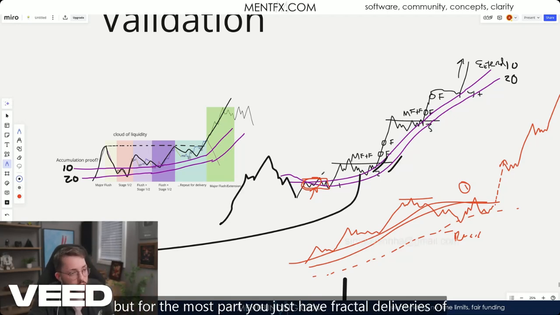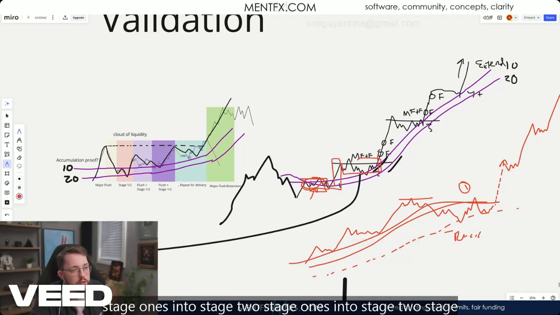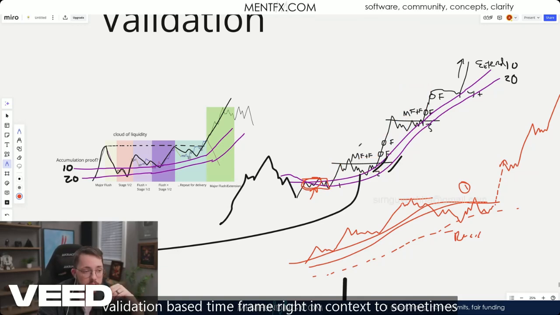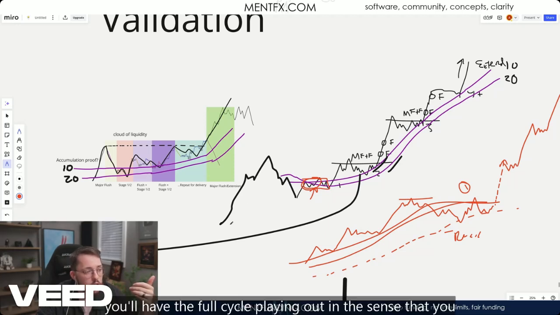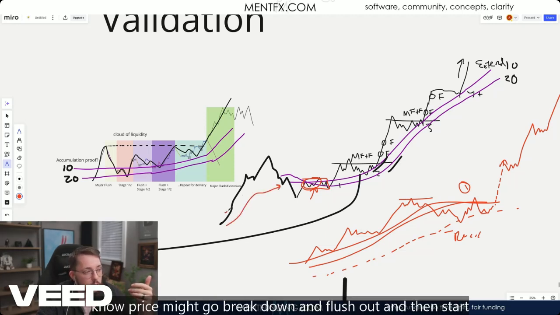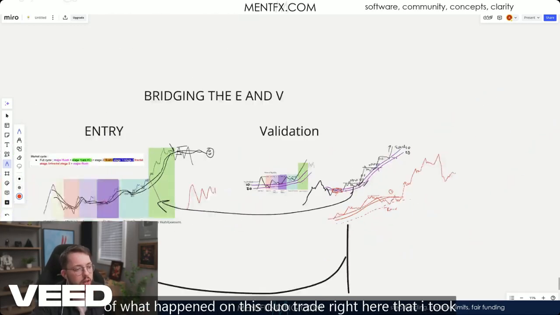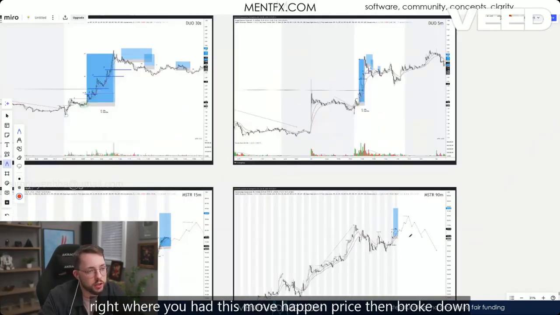But for the most part, you just have fractal deliveries of stage ones into stage twos, stage ones into stage twos, stage ones into stage twos. And that's what you're going to generally see on the momentum-based, on the validation-based time frame, right? In context to sometimes you'll have the full cycle playing out in the sense that price might go, break down and flush out, and then start this reaccumulation, which might be like a few MBs here, and then start a move. That's kind of what happened on this duo trade right here that I took, right?